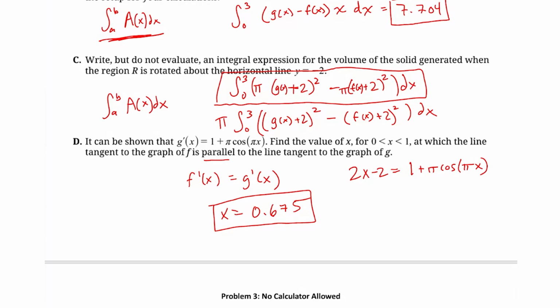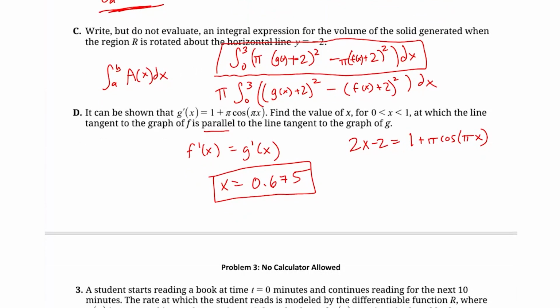I think writing f prime equals g prime is sufficient, although we'll definitely get some clarification on that once the actual scoring guidelines come out. But that should be it. It's 0.675. If you got that and you wrote down something about where that came from, I'm going to assume you're going to get full credit on that. Okay, so that's the end of the calculator section.